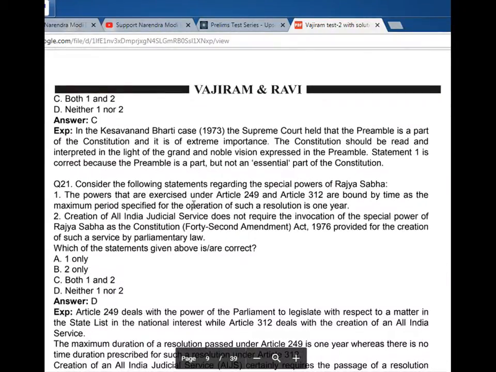In the Kesavananda Bharati case, the Supreme Court held that the preamble is a part of the Constitution and it is of extreme importance. The Constitution should be read and interpreted in the light of the grand and noble vision expressed in the preamble. Statement 1 is correct, and the preamble is a part, though not an essential part, of the Constitution.